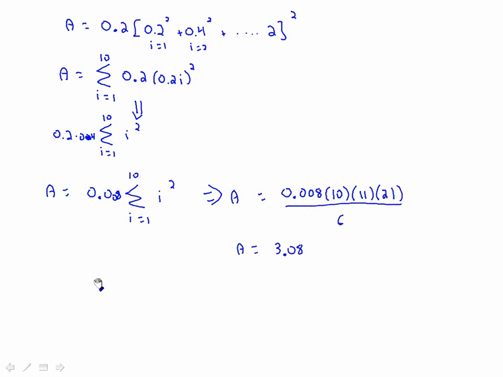So the average of the approximations, well, 3.08 plus 2.28 divided by 2. So let's file this away and see what we get afterwards. That's 2.68.